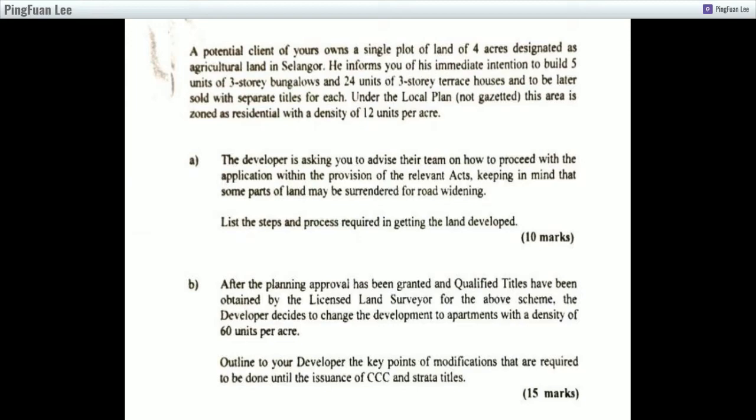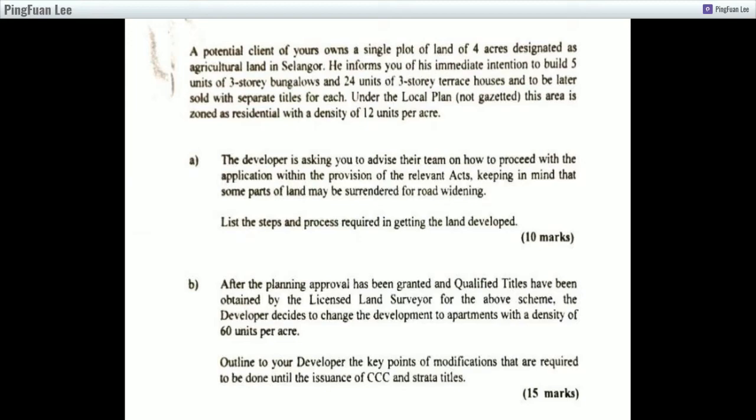I have a question. Your answer is the land is subdivided already and you have surrendered the road already. So how do you amalgamate the land back and how do you take back the surrendered road? You have to apply for an alienation of those roads that have been surrendered. So you have to buy back the land from the state authority.